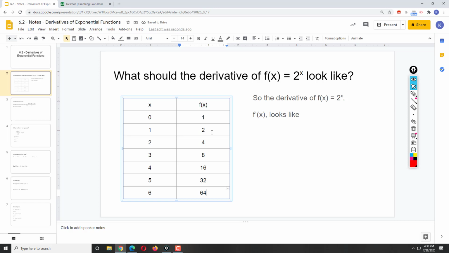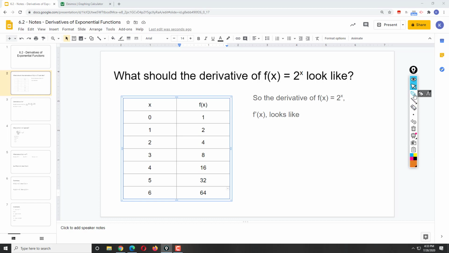What would the derivative, so what function? The function would be f of x equals 2 to the x power. That function describes how much money the student has. What would the derivative look like? Well, derivative is rate of change. It's the slope. Let's think about this.